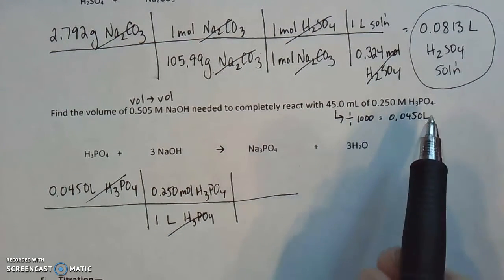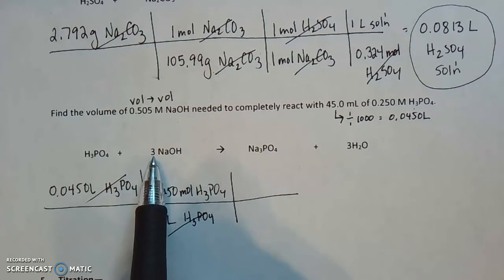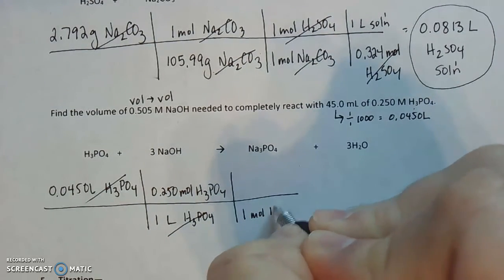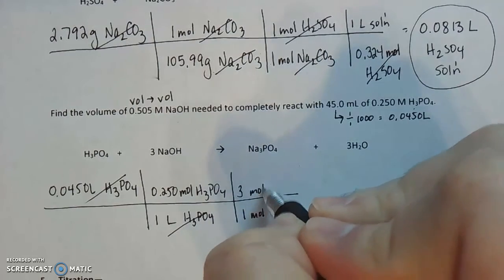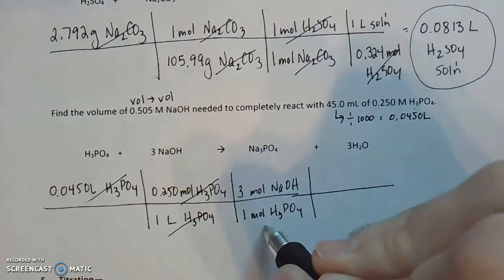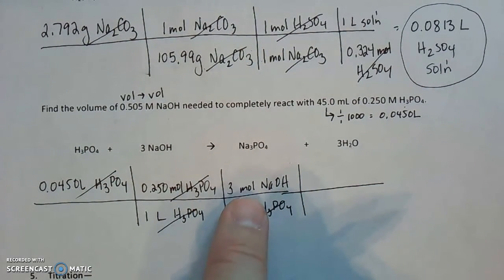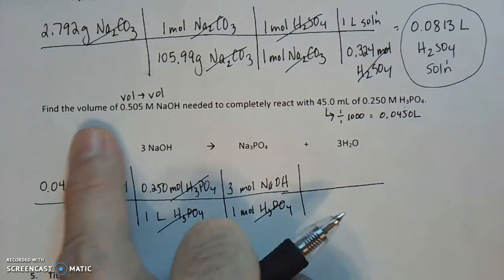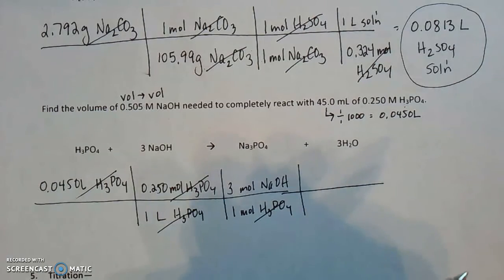Now we have to go between phosphoric acid and NaOH, so we use the coefficients. Well, there's a 1 in front of H3PO4, so 1 mole of H3PO4 reacts with 3 moles of NaOH, and we set it up so our units cross off. Now, we don't want our answer to be in moles. We want it to be in volume. In this case, it's going to be liters. It doesn't ask for anything, so we can leave it in liters. If it asks for milliliters, we get liters and change them.